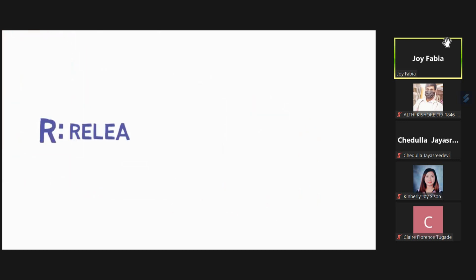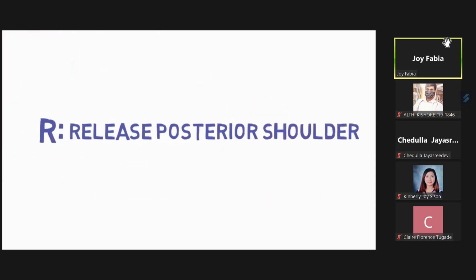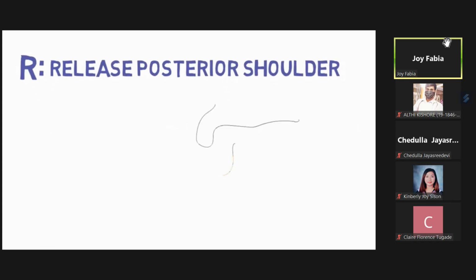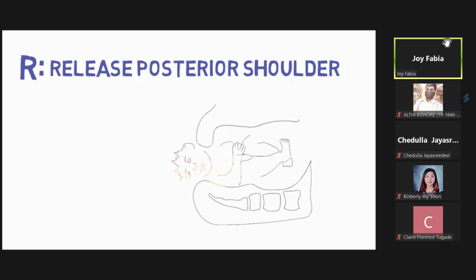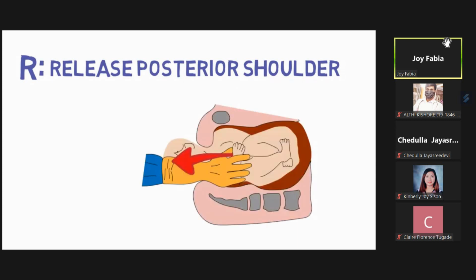R stands for Release the posterior shoulder. To do this, one hand is placed in the vagina after finding the fetal arm. Flex the elbow across the chest to grasp the forearm or hand and pull it out of the vagina. If you can't deliver the fetal arm, it may be possible to deliver the shoulder.